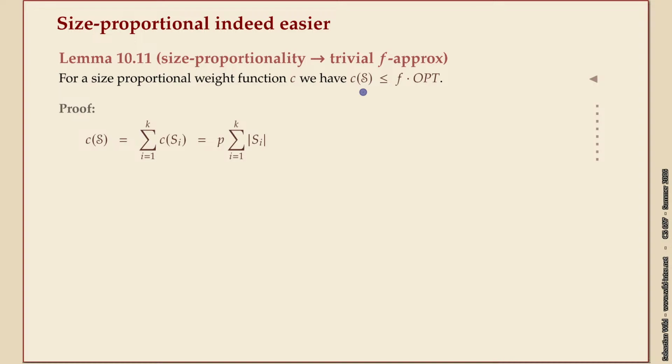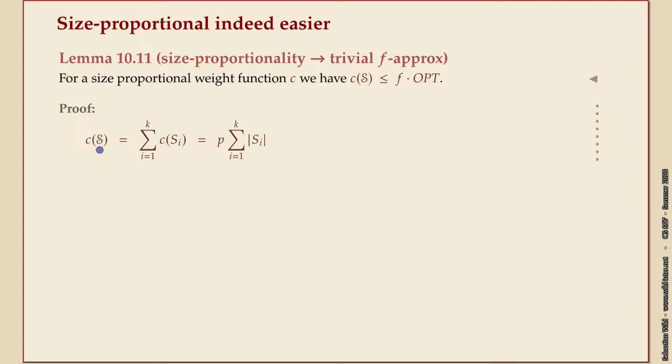So it's the most boring of algorithms. You just take the trivial solution of picking all sets in the input. And by the magic of size proportionality, you can bound the cost by F times the optimum. How does that work? That's a very simple calculation, as you can see. So it's a one-line proof.